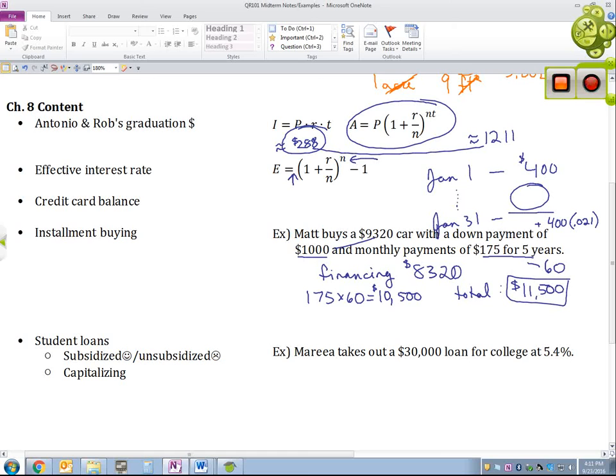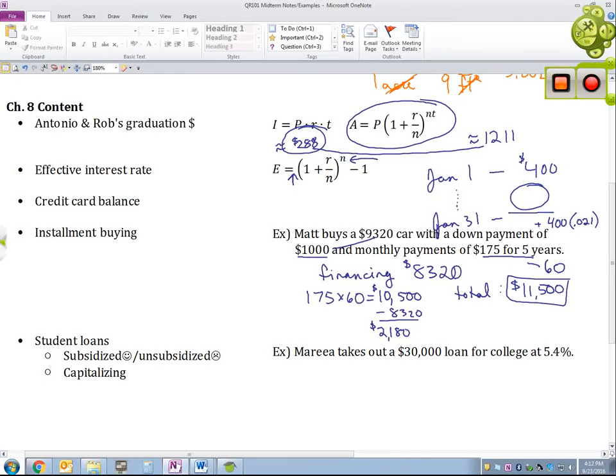Now, the finance charge means how much was he charged, not for the car, but in interest, because he was able to finance it through the bank or through the dealer. And the way that we find that is we figure out what's the difference between what he paid and what the vehicle actually cost. Okay, so we could do the $11,500 minus the $9,320, or before that down payment was added, we could do the $10,500 minus the $8,320. We'll get the same number there, okay? And we end up with a finance charge of $2,180, okay? That's the amount of interest that was paid. That's the amount that he had to pay above the cost of the car, okay?